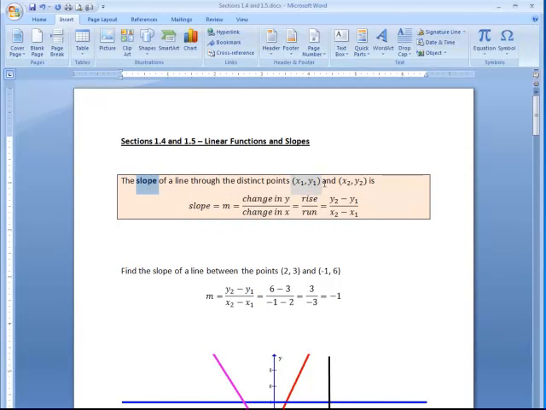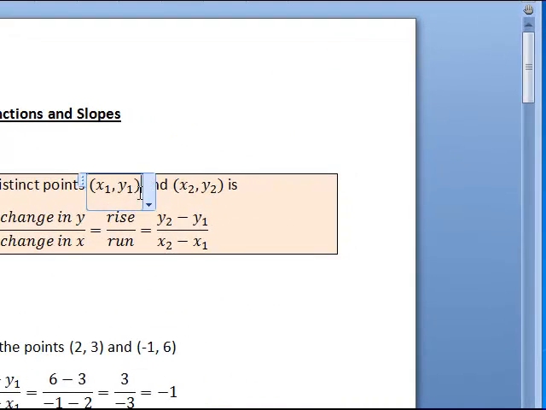And we say two distinct points. We use x1, y1, the little subscript 1s, and these little subscript 2s signify that they're two distinct points. So our slope, we call that our m. This is y2 minus y1 over x2 minus x1.